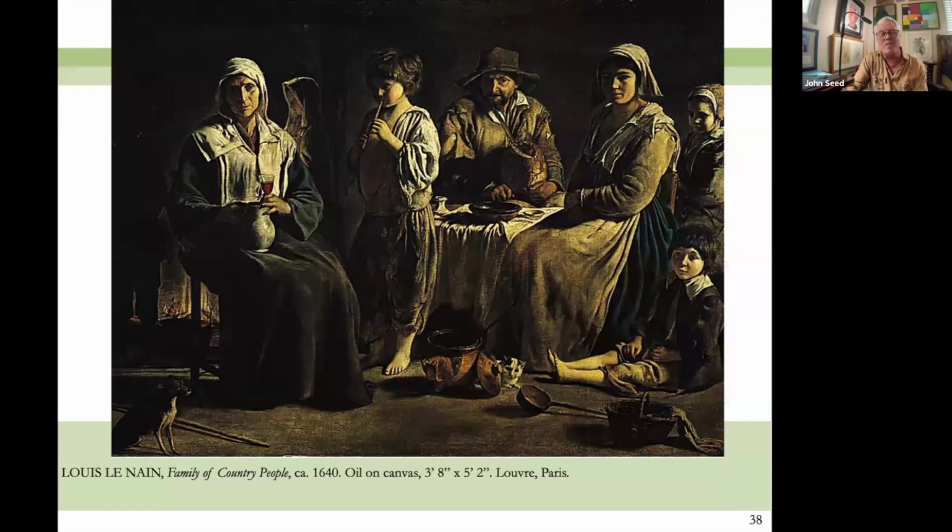There's a little bit of wine. There's a boy playing the flute. There is a man with a bowl and a wineskin in the center, a kid stretched out on the floor. And you get the feeling that there is a certain comfort in this household, along with a kind of stiff poverty. We're given both realities in one painting.